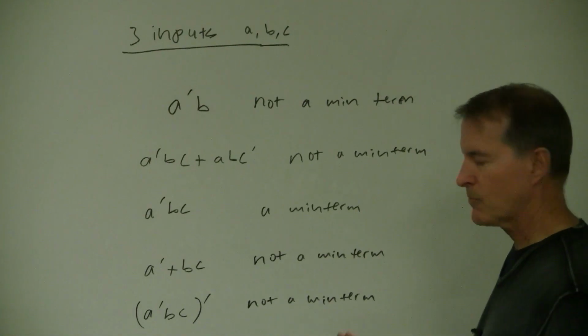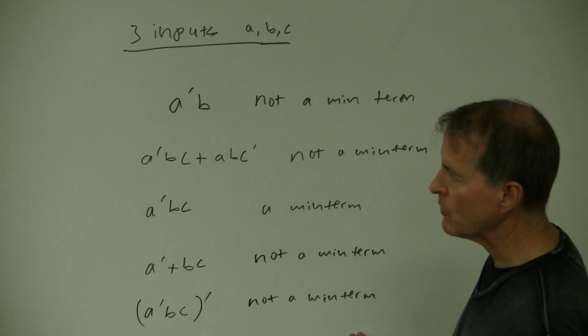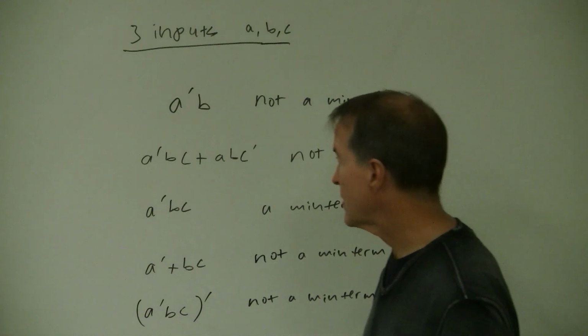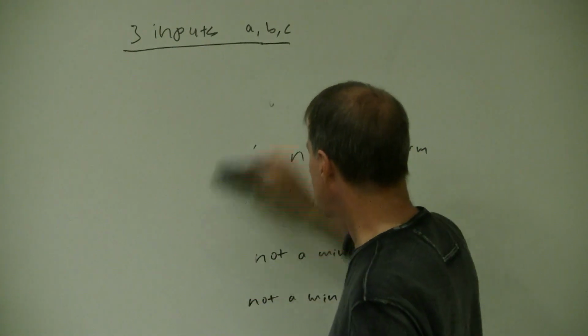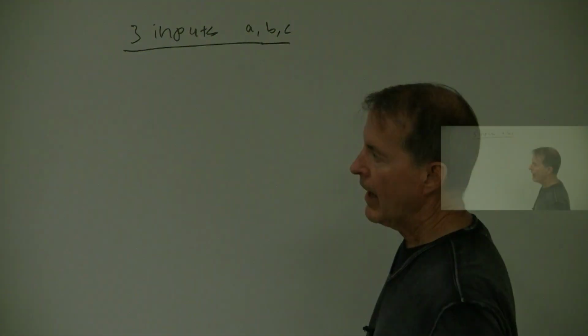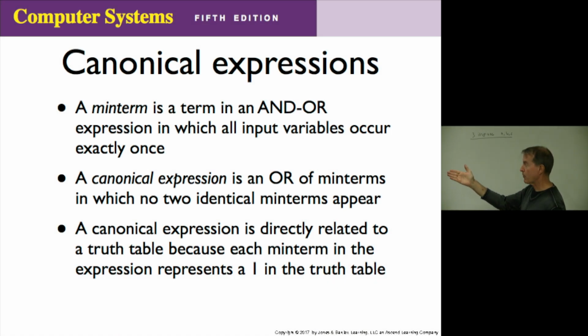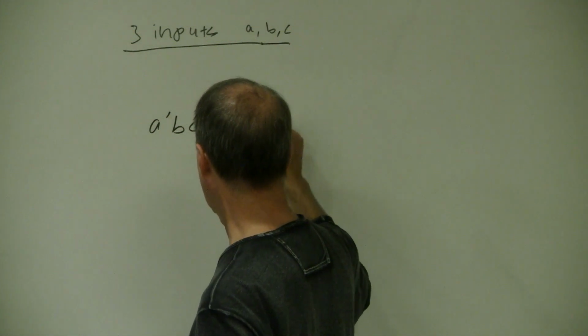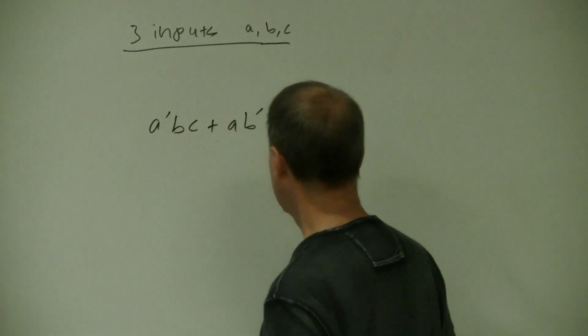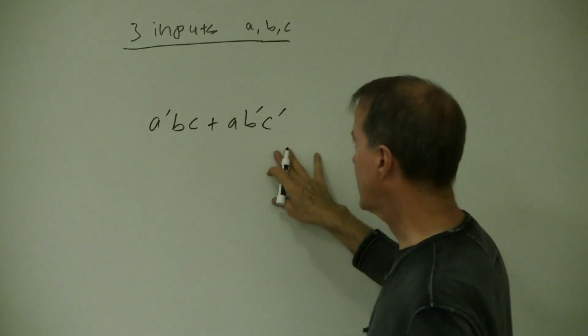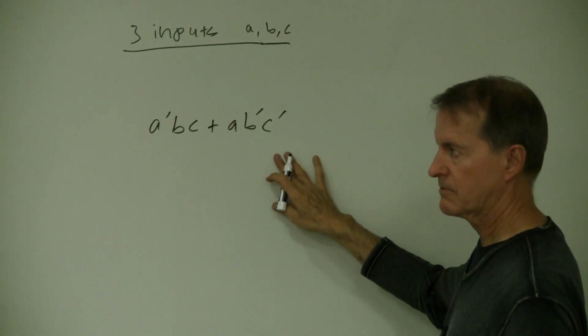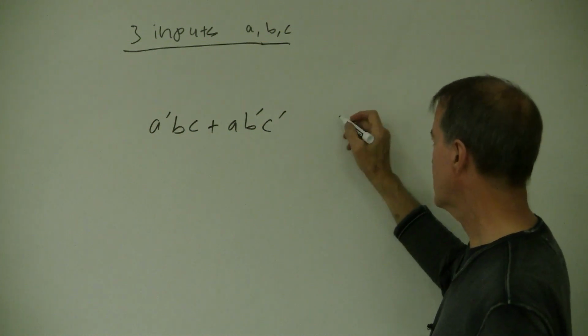So a minterm is a term in an and-or expression in which all input variables occur exactly once. So there's our example of a minterm. Now, a canonical expression is an or of minterms in which no two identical minterms appear. So let's see what we have with canonical expressions. A prime, B, C, or A, B prime, C prime. Is this a canonical expression? Yes, canonical.